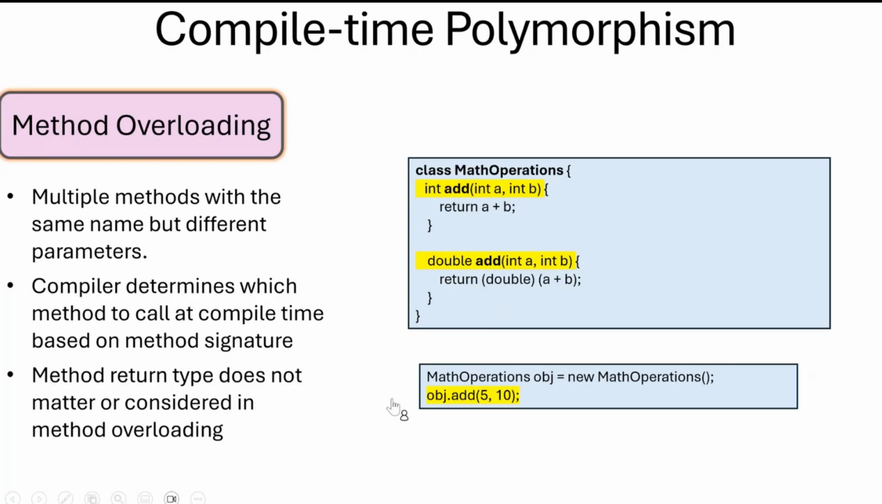Because we are ignoring the return type, and the parameters of both the methods are the same in number, the data type, order, everything is the same. So the compiler gets confused and it gives the error related to ambiguity, right? That it is not able to decide which add method to call. So that's why the return type is not considered in method overloading.